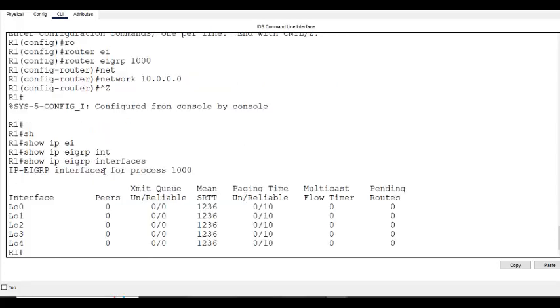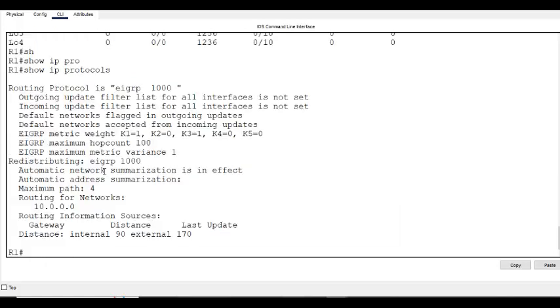Show IP protocol. See, the summarization will not happen by default in the newer versions. This is the newer version of EIGRP. Summarization won't happen. If you wish to summarize, we have to say auto summary. We'll talk about that a few minutes later.